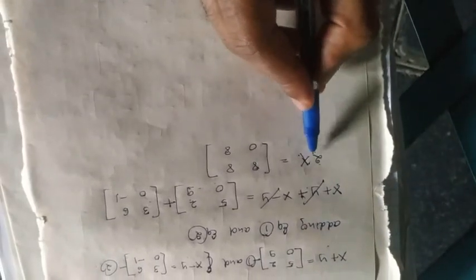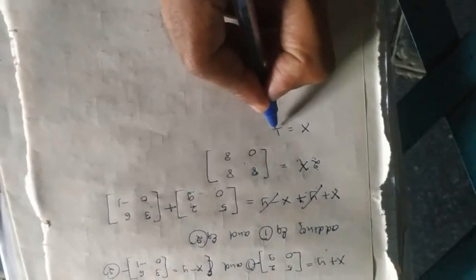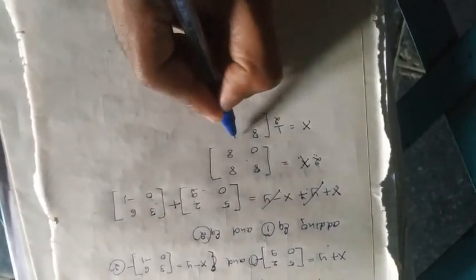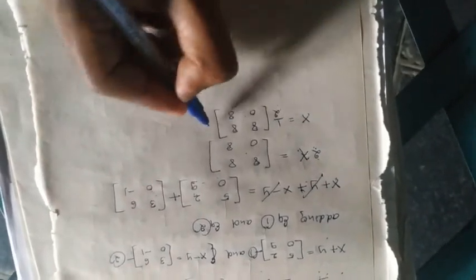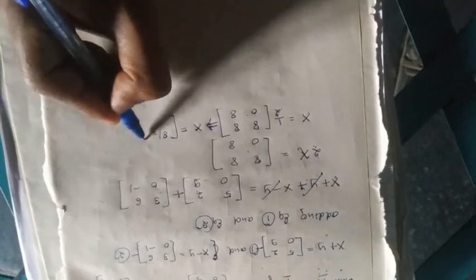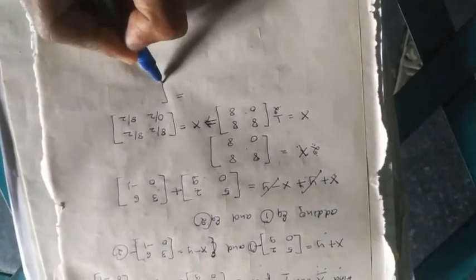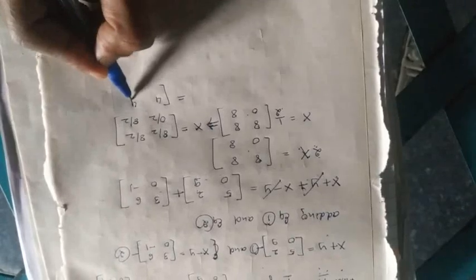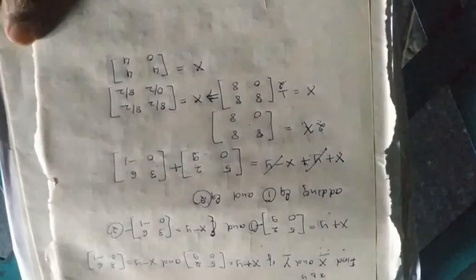Take this 2 into X. If I take this multiplication to the RHS, then it becomes 1 by 2. X is equal to 1 by 2 times 8 8 0 8. Then multiply this scalar inside the bracket, so X is equal to 8 by 2, 8 by 2, 0 by 2, 8 by 2. That is what you get: X is equal to 4, 4, 0, 4. So this is the matrix X you get.